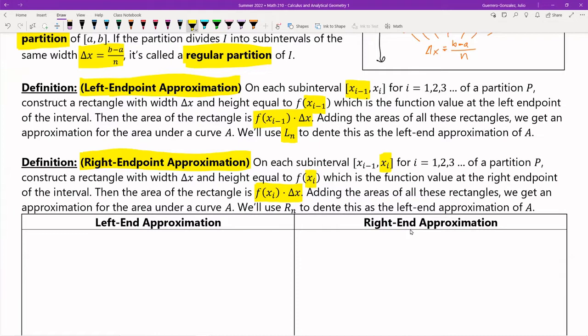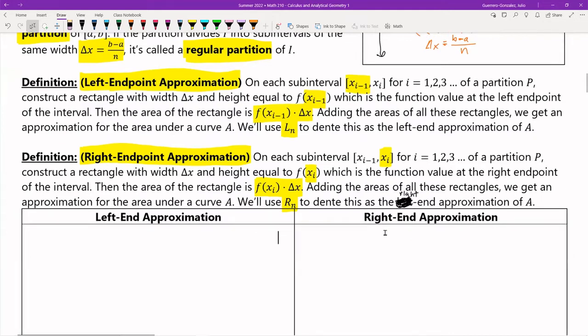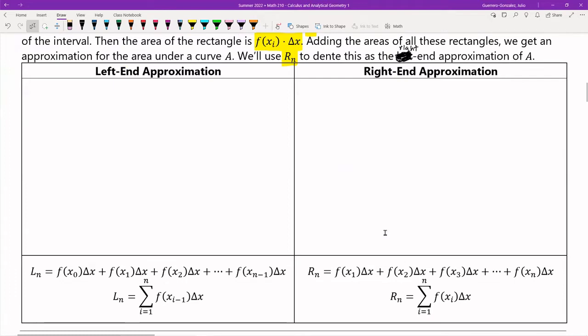And to introduce, whoops, look at me go. That's supposed to say right. Typo. Okay, we're going to use this notation just as we did with the left endpoint. This is going to be the right endpoint approximation for our function. Okay, so let me get into what these actually mean. And as you guys can see, there are formulas down below that will sum up everything that we need to do here.